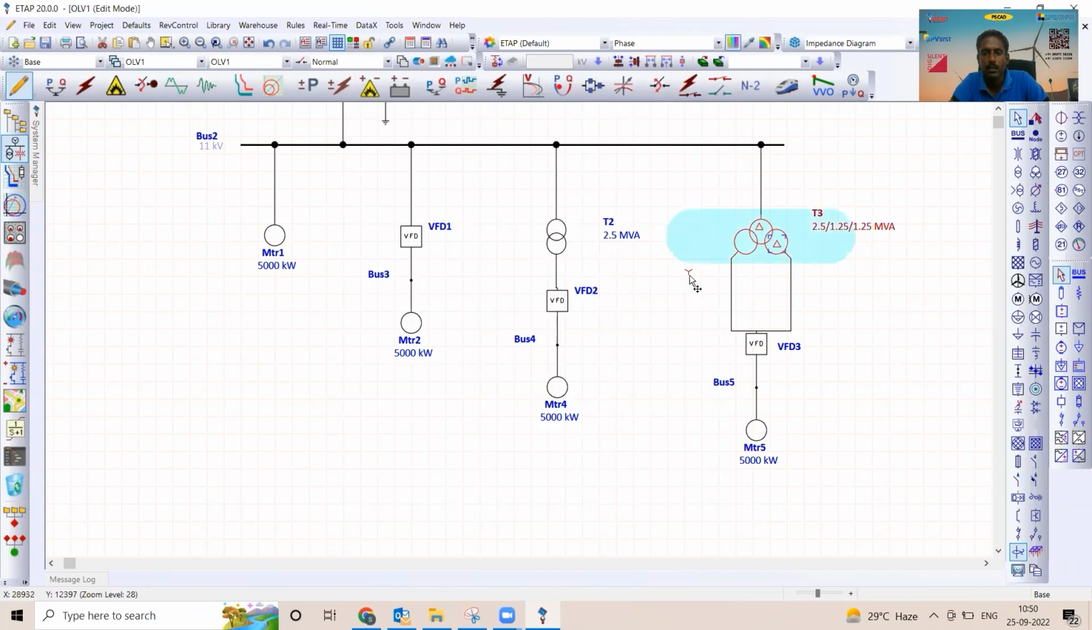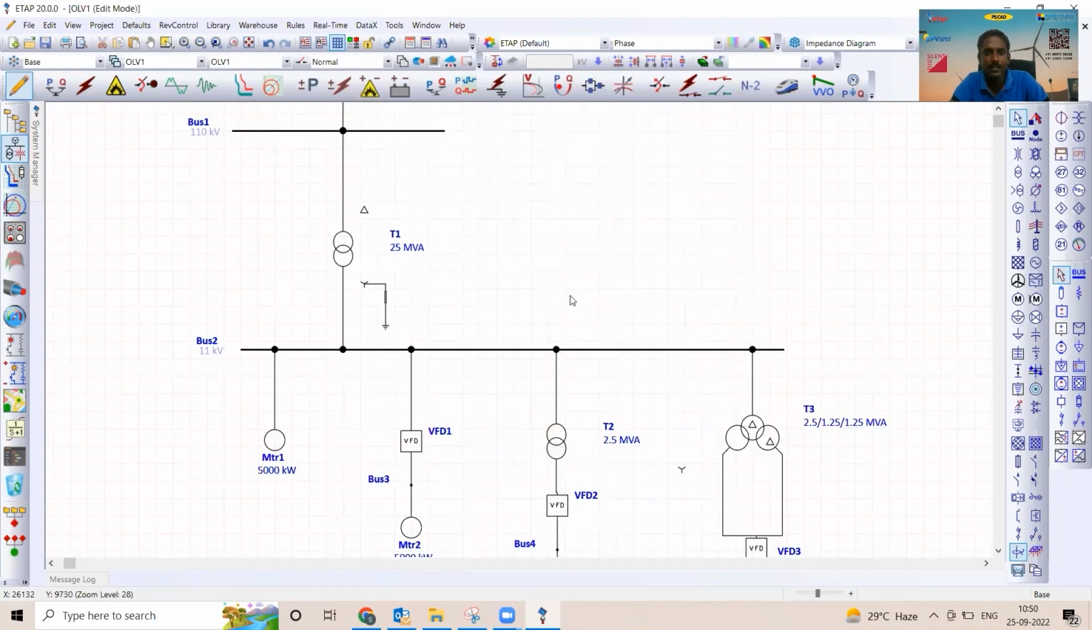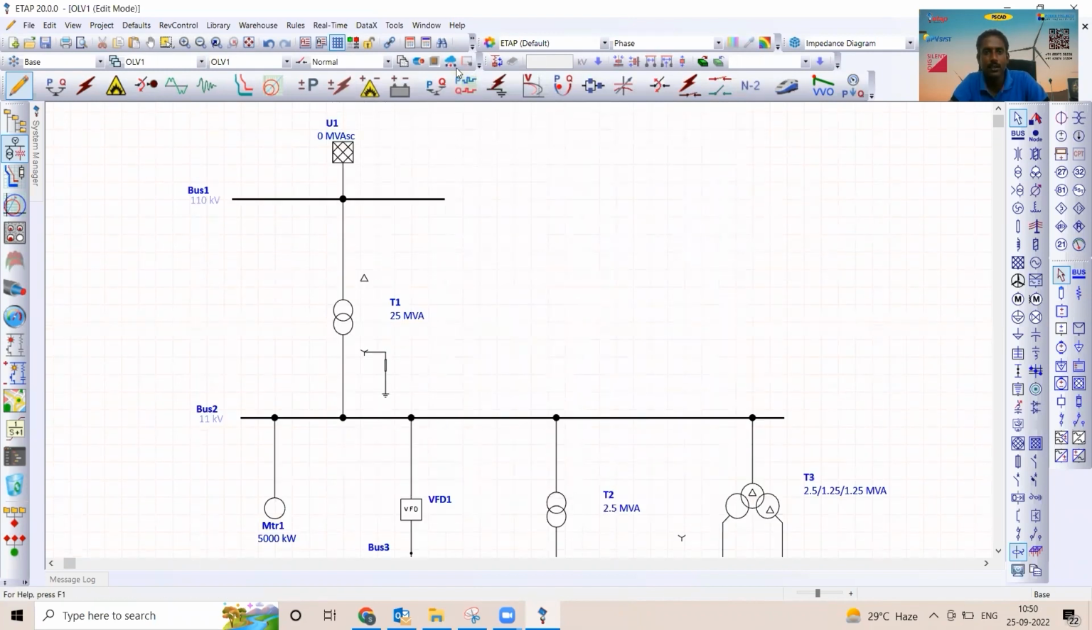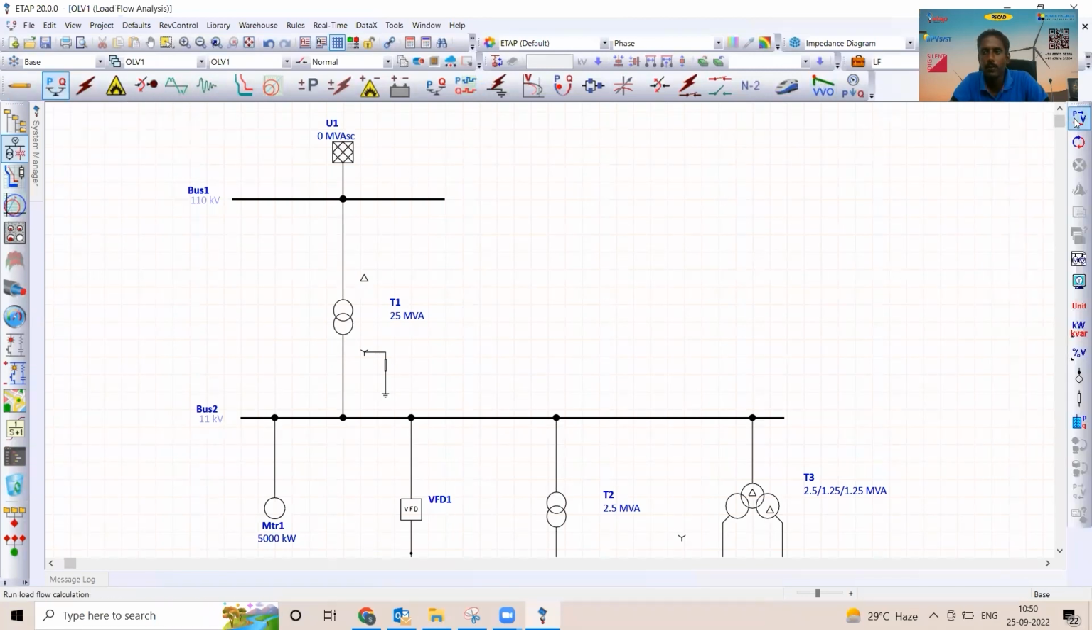Right, I'm just trying to zip that. Anyway, all right, no worries. Let's run load flow analysis now. All right. We got some results.